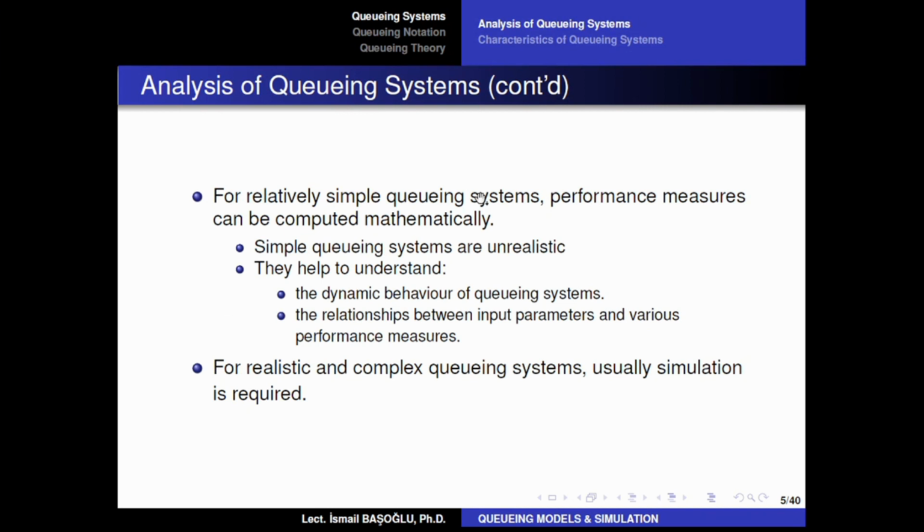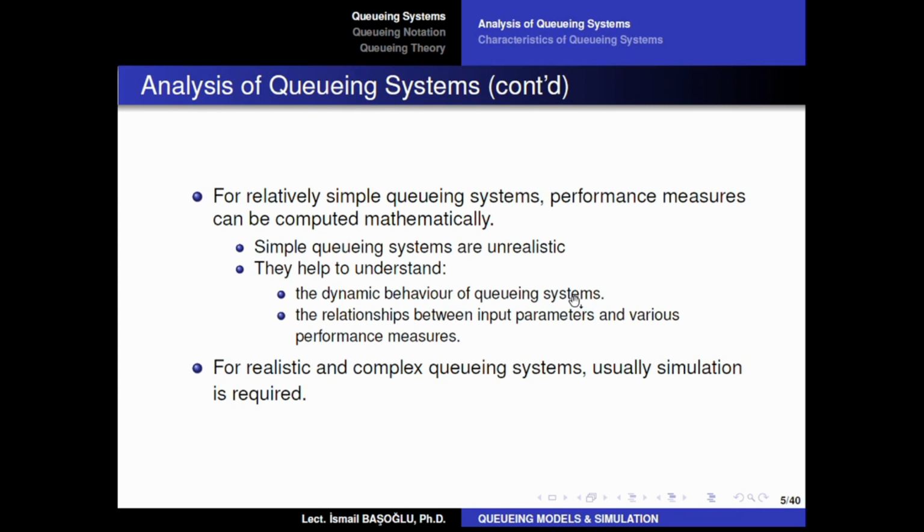Now, for relatively simple queuing systems, the performance measures can be computed mathematically. So queuing theory is a very, very old discipline in mathematics. And in that discipline, some scientists have developed formulas which can exactly calculate the performance measures. However, these simple queuing systems are unrealistic. So practically, we do not observe such simple queuing systems for which we have closed form performance measure formulations. However, why do people study these simple queuing systems? Because these simple queuing systems help to understand the dynamic behavior of queuing systems.